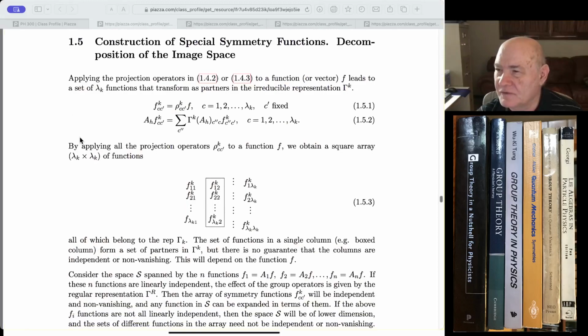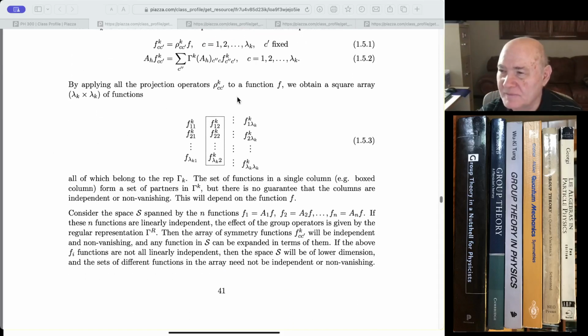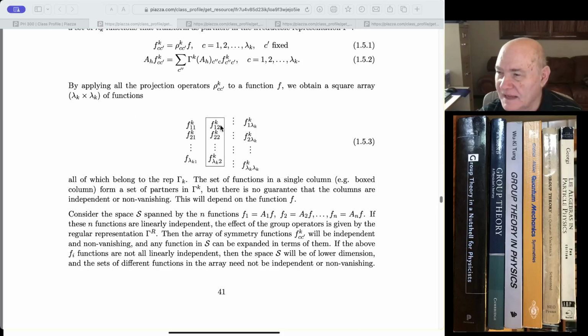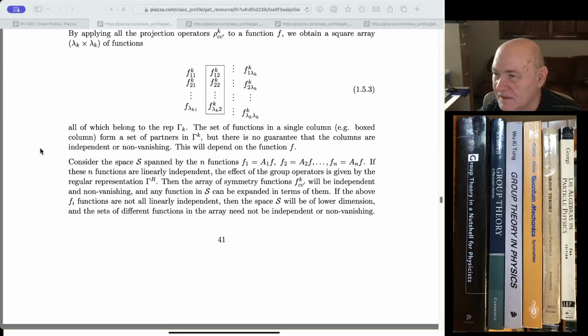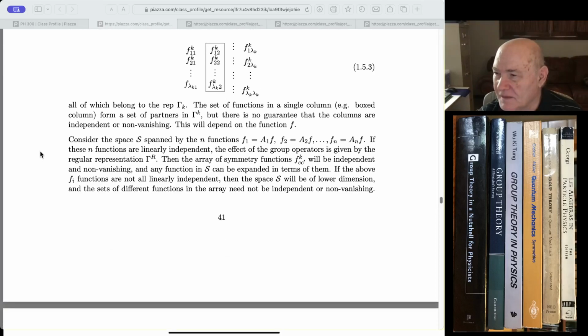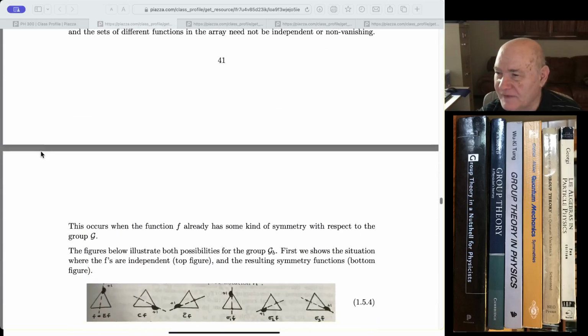These are my notes on construction of special symmetry functions. These are the formulas that I showed earlier. When you apply all the projection operators to function f, we get a square array, lambda k times lambda k, of functions. And functions in the same column are partner functions. They transform among themselves. But some of these columns could be duplicates. They're not necessarily all independent. Some of them could be all zeros. So you have to start with a function that doesn't have any special symmetry.